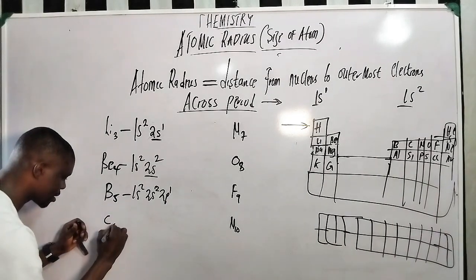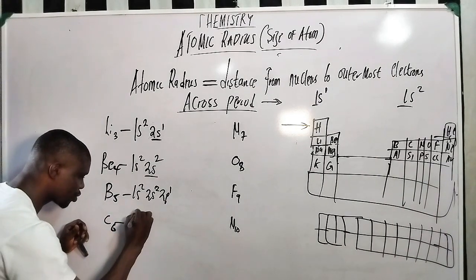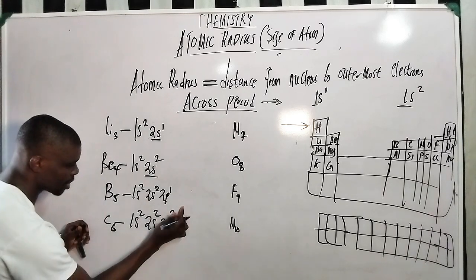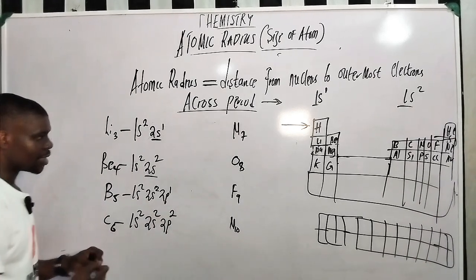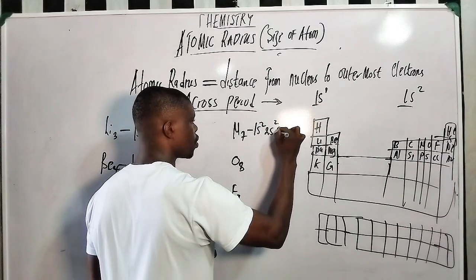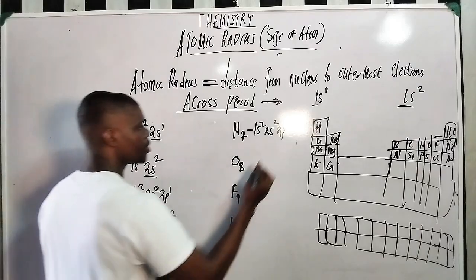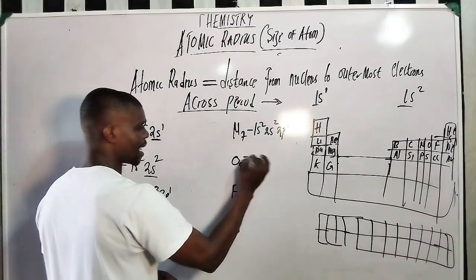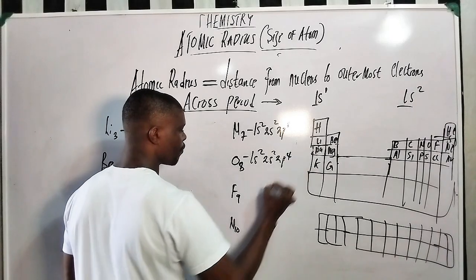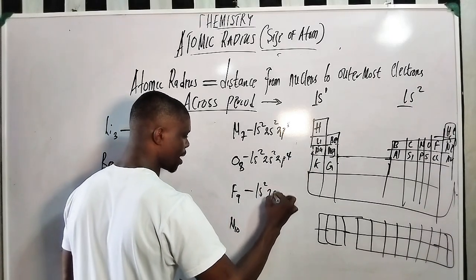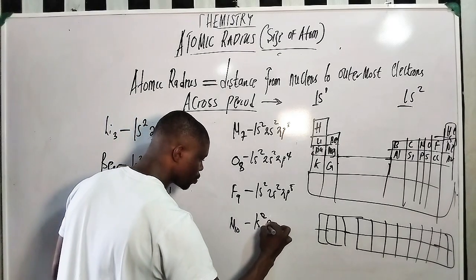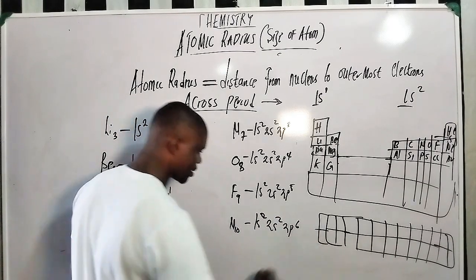For carbon, which is 6, 1s2, 2s2, 2p2. Then here we have 1s2, 2s2, 2p3. Now here we have 1s2, 2s2, 2p4. Here we have 1s2, 2s2, 2p5. Here we have 1s2, 2s2, 2p6.